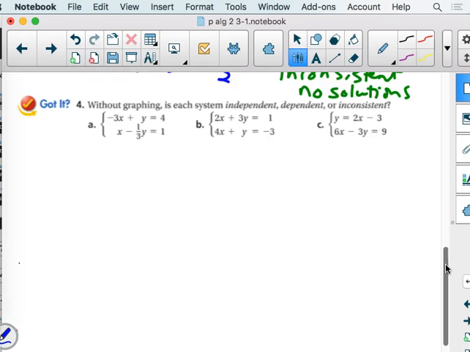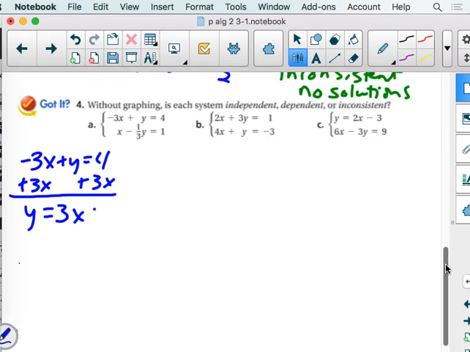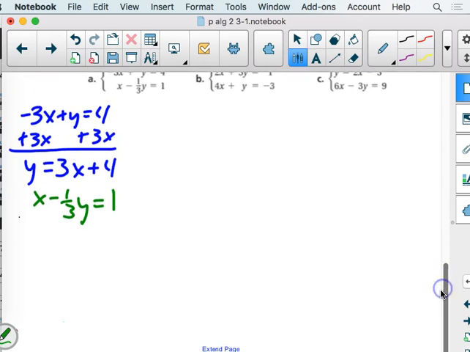So the top one here, negative 3x plus y equals 4, what would you do to get y all by itself? Yeah, just add 3x to both sides. So that one didn't take too long. I'm going to change colors for x minus 1/3 y equals 1, because this one's got kind of a goofy step. We don't have to do a lot. What would your first step be, no matter what? Subtract an x from both sides. So negative 1/3 y equals negative x plus 1.